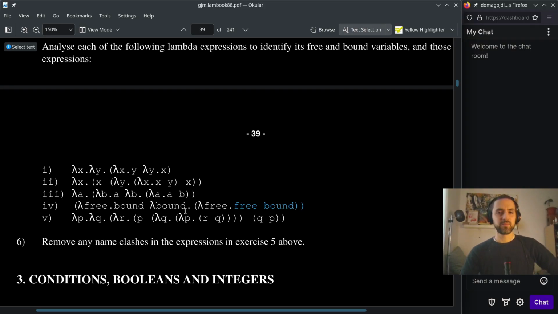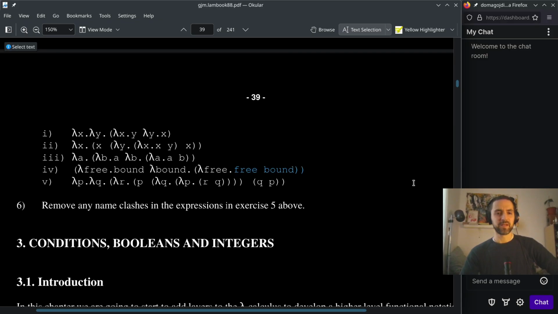Free, bound. Well, I guess you could say here free 1, bound 1, bound 2, free 1, free 2, bound 3. Ah, that's like that. Okay. P, lambda Q. It's very beneficial to do these things. I find it, and I'm just speaking from my experience.